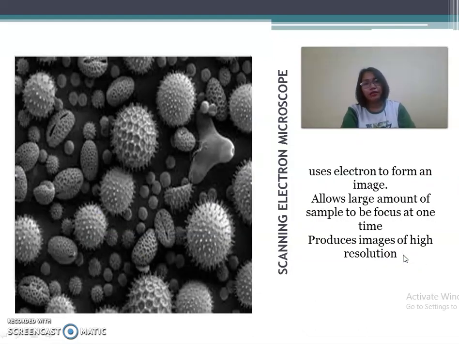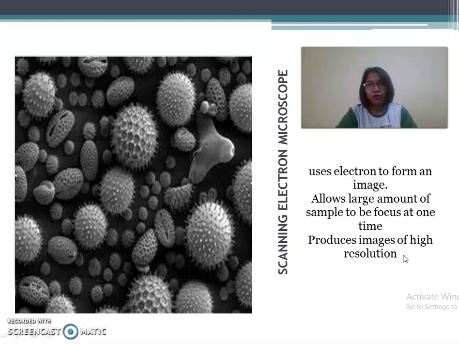And then last but not the least is the scanning electron microscope. So for the scanning electron microscope, it uses electrons to form an image, okay, and allows a large amount of sample to be focused at one time. So it's like a specialized microscope. And scanning electron, because we can look not only at molecular level but at atomic level.